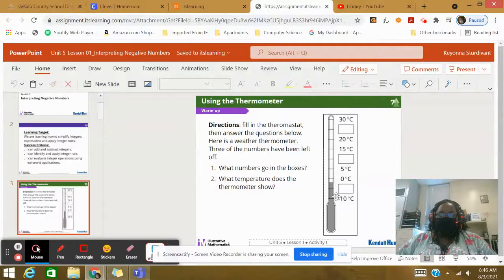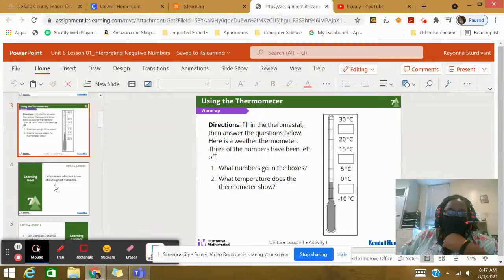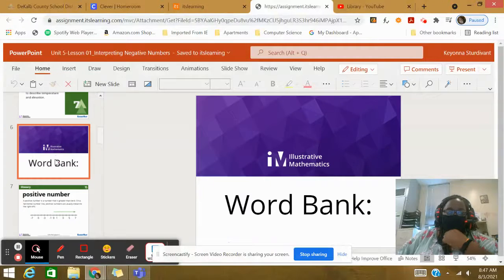So we have a thermostat over here on the right hand side. It's asking you to fill in the thermostat and then answer the question below. The first question says, what number goes in the box? I will go ahead and write in your answers for the three missing degrees. And then finally, question two is asking what temperature does the thermostat show? So then you're just going to write all the answers that you came up with for the first question. The learning goals and learning targets is similar to ours.